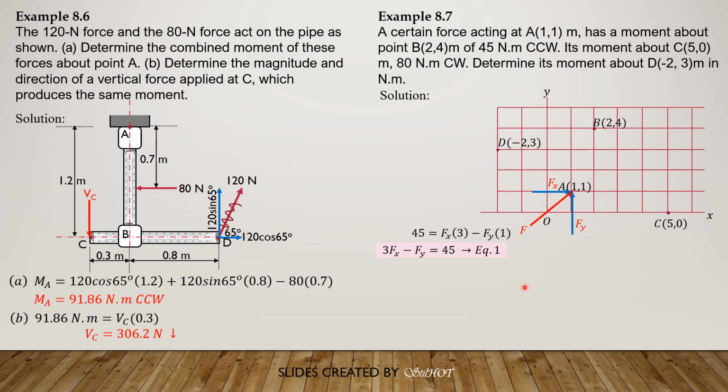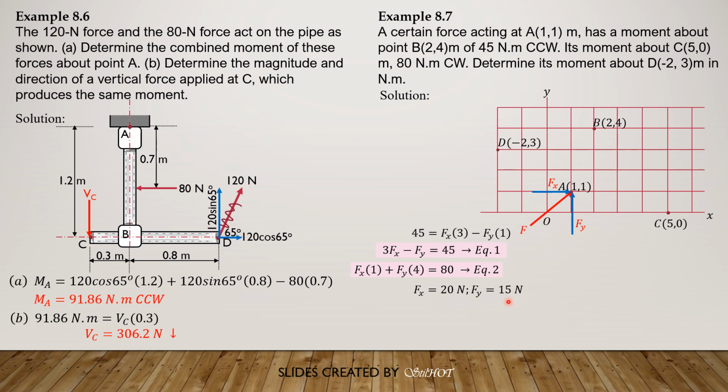Call that equation 1. For moment of this same force about C, which is clockwise, 80 Newton meter, Fx, the moment arm is 1, is clockwise. Fy, the moment arm is 4, and it is also clockwise. So both are positive. So Fx times 1 plus Fy times 4 equals 80, equation 2. Solving these two equations simultaneously, we get Fx equals 20 newtons and Fy equals 15 newtons.